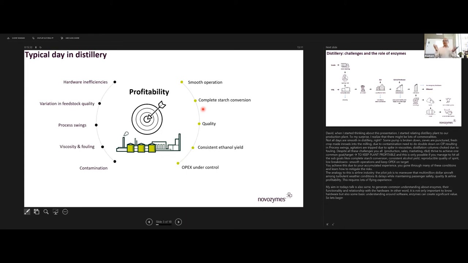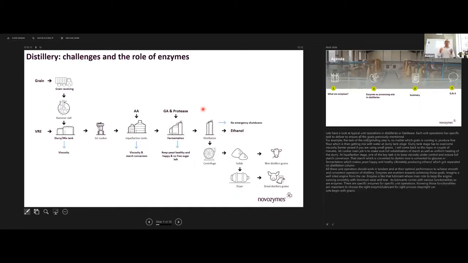And all in all, of course, operational costs should be under control. So when I started thinking about that, I think enzymes play a role here. And it could be interesting to relate all these operations, what we are just talking about, in the context of enzymes.